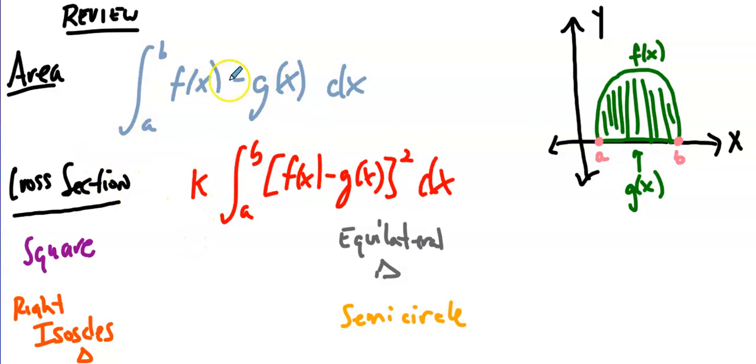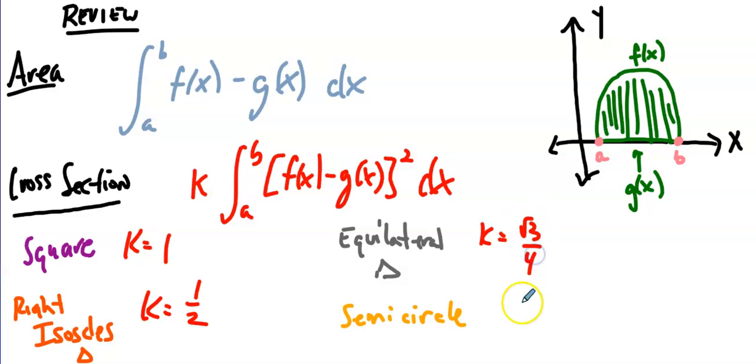And so cross section, you're going to take the top function, you're going to subtract the bottom function, quantity square that difference, and include the k value. If it's a square, your k value is simply going to be 1. If it's an isosceles right triangle, your k value is going to be 1/2. If it's an equilateral triangle, your k value is going to be the square root of 3/4. If it's a semicircle, your k value is going to be pi/8.